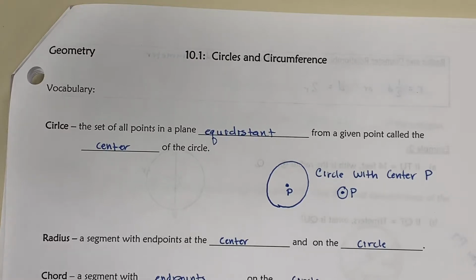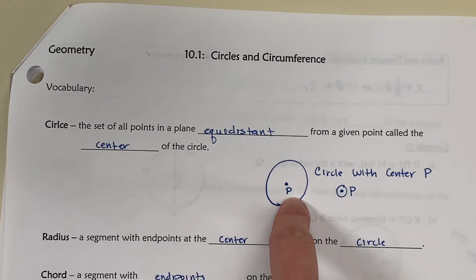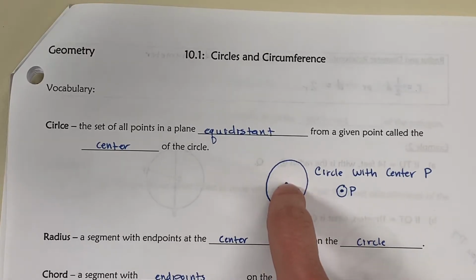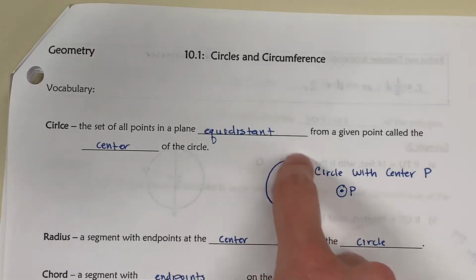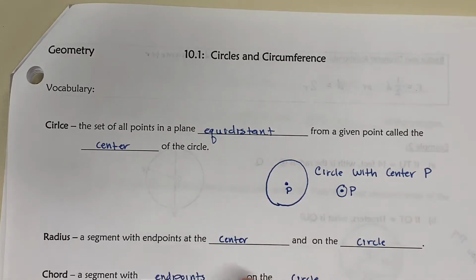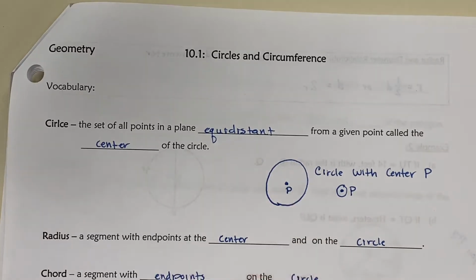Begin with vocabulary. A circle is the set of all points in a plane equidistant from a given point called the center of the circle. So here's a picture of a circle with our center. And again, the definition is the points that are all equidistant from the center of the circle. We typically label the center with a letter as it is a point.